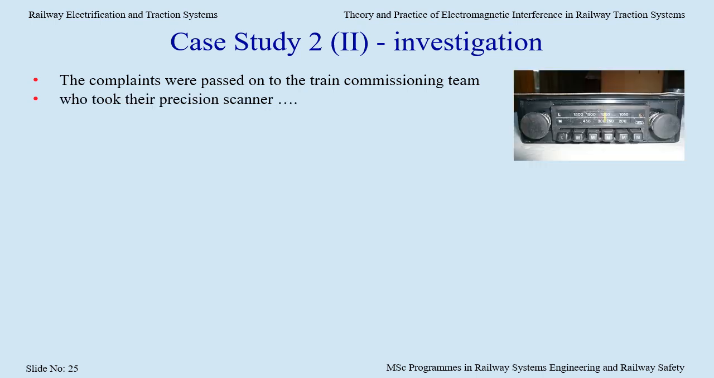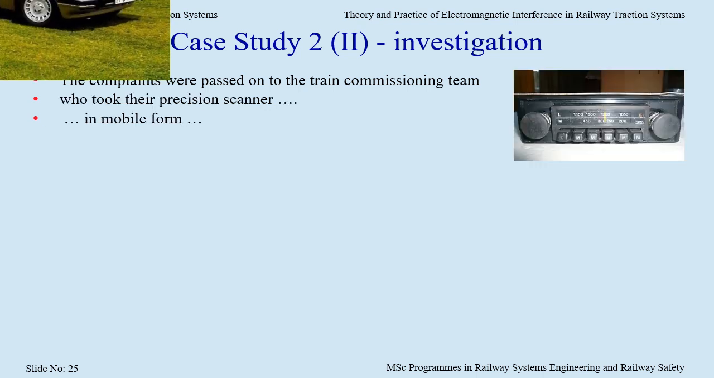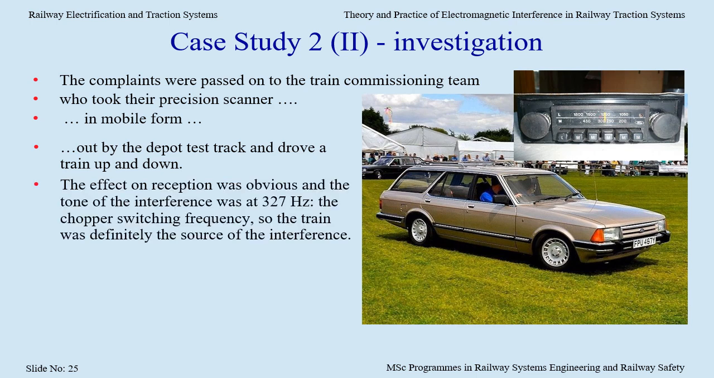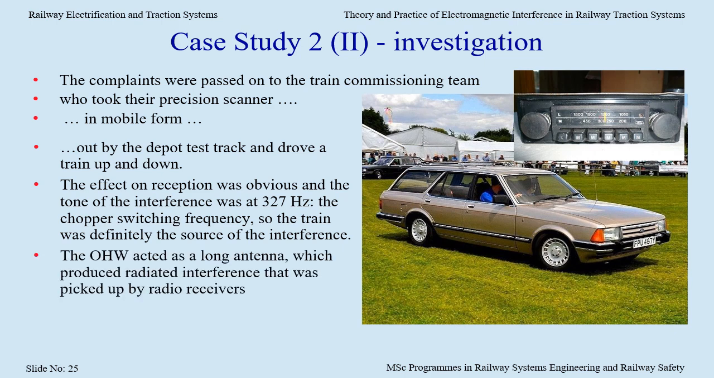When the train commissioning team heard of the complaints, we decided to investigate. We took our precision scanner out to the depot test track in mobile form and drove a train up and down for a bit. The effect on reception was immediately apparent, and the single tone was at 327 Hz, the chopper frequency, so we could not deny that the train was the source. The overhead wires were acting as a long antenna, but what was the coupling mechanism between the chopper and the overhead wires?